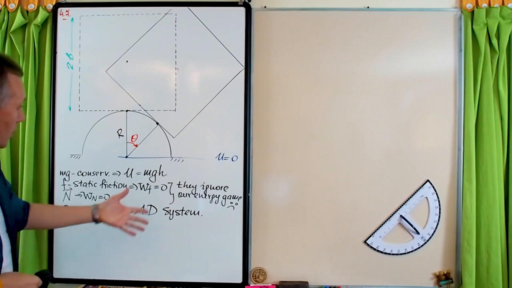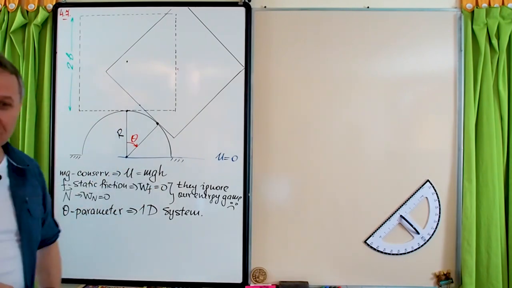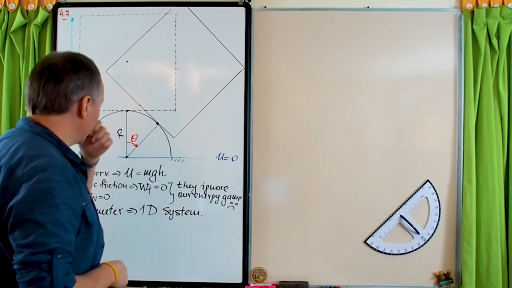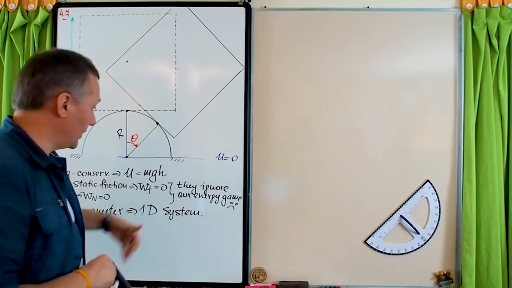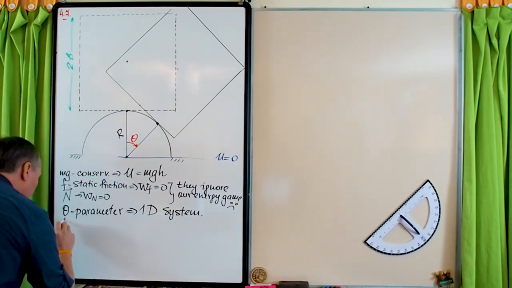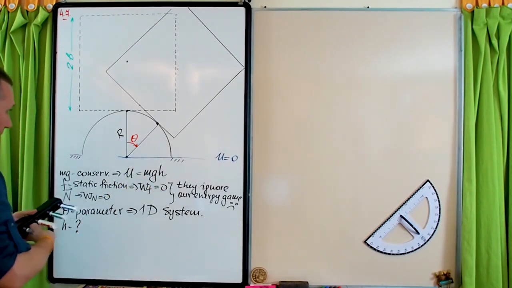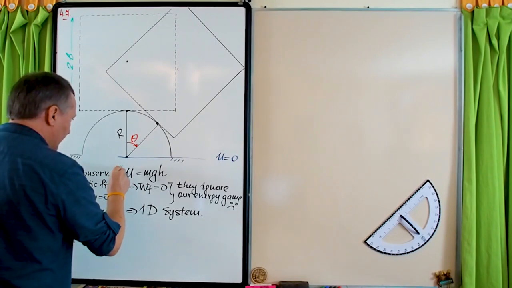Okay, so now let's continue drawing. We just need to, again, find h, basically. That's what we need. We need to find h so that we can write potential energy. Maybe I should frame it, so that's the beginning, right?